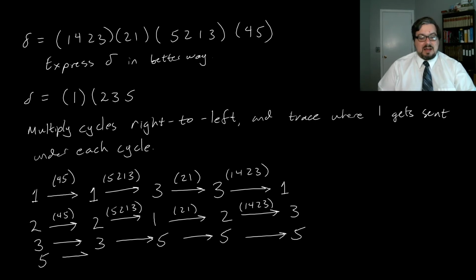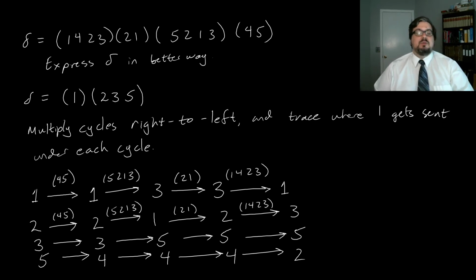So let's see where 5 gets sent. Well, 5 gets sent to 4 under the first cycle. 4 doesn't change under the second cycle or under the third cycle, but under the fourth cycle, 4 gets sent to 2. And that means that in delta, 5 gets sent to 2 when you apply everything together, which means that we've finished this cycle here.